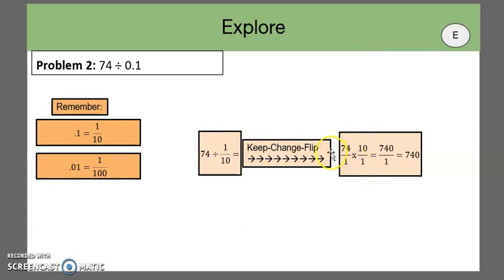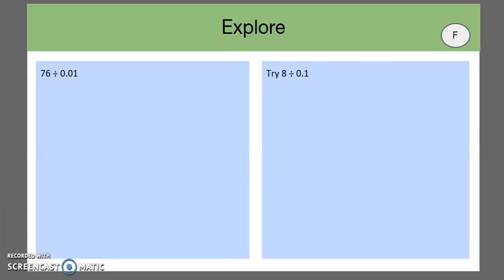After you're done with that, we're going to multiply across. 74 times 10 gives us 740, and 1 times 1 gives us 1. 740 divided by 1 is 740. Now we're going to look at 2 other examples and try these on your own, and we're going to compare your answers to the ones that I provided.